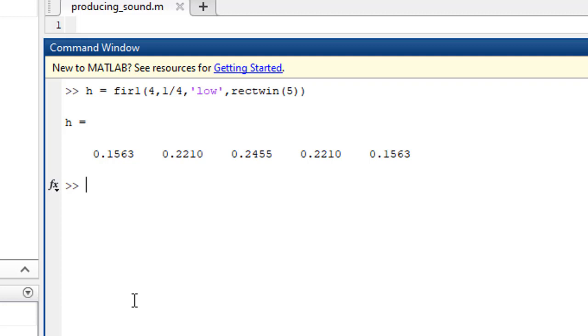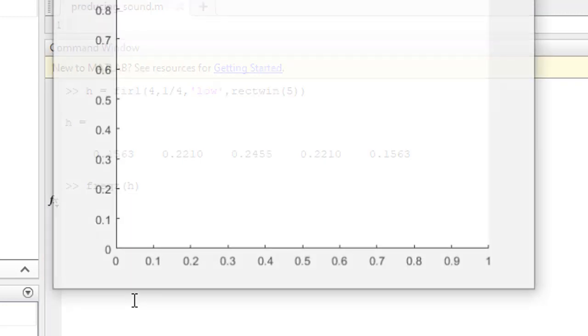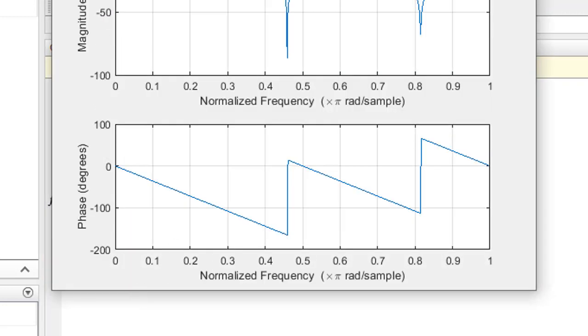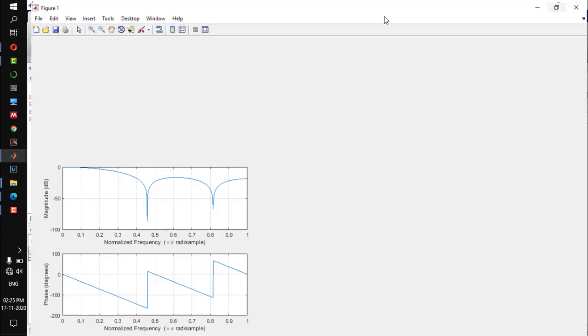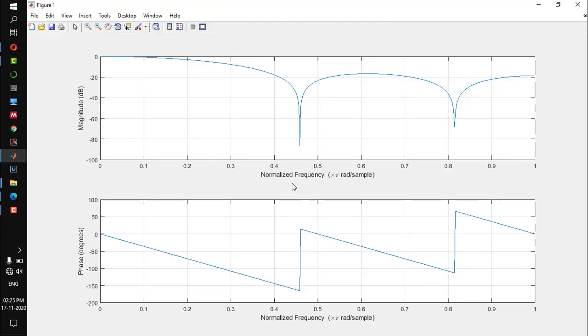Now you can even get the magnitude versus frequency and phase versus frequency plots also. The command is freqz of the coefficients which are there in h, right? So if I hit enter, this will automatically give us the frequency response. This is magnitude versus frequency, and this is phase versus frequency. So this is fine, but we are interested in this frequency plot.